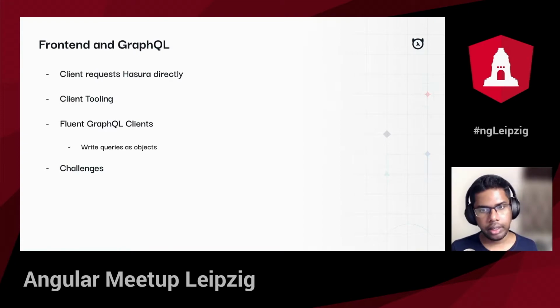Then coming back to the front end, we'll talk about how Angular can leverage GraphQL as well. But in terms of how any client can request Hasura, you basically directly hit the GraphQL endpoint that Hasura gives you. And there's a lot of client tooling which lets you do that. With Angular, it's Angular Apollo, which lets you configure a simple GraphQL client, which lets you make queries and mutations pretty quickly, pretty easily.